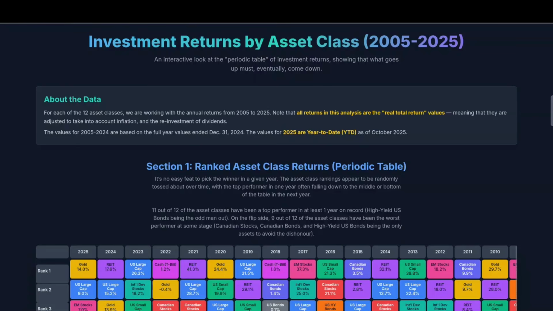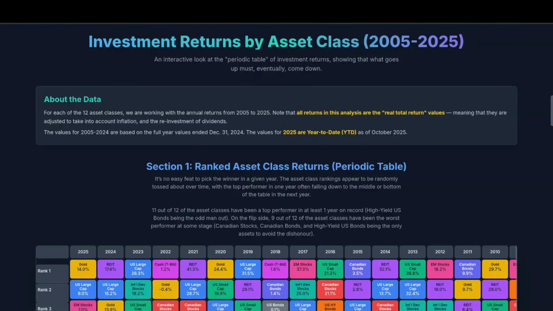So just a little bit about the data. For each of the 12 asset classes we're working with, the annual returns, as I said, from 2005 to 2025. Note that all the returns analysis are real total return values, meaning that they are adjusted to take into account inflation and the reinvestment of any dividends. The values of 2005 to 2024 are based on a full year basis ending December 31st, 2024. Obviously, at the time of recording this video, we're still in 2025, so the values for 2025 are year to date as of October 2025.